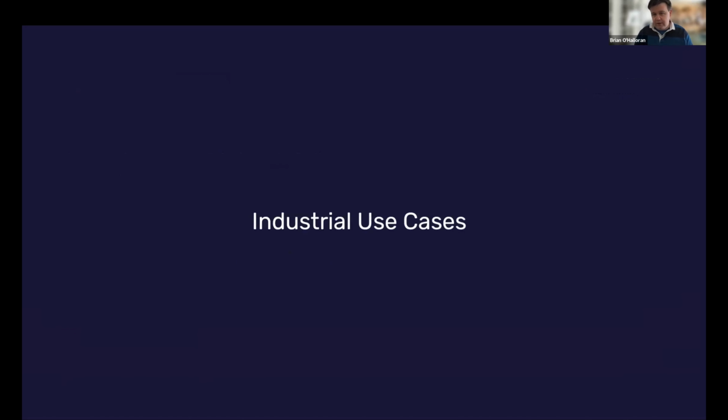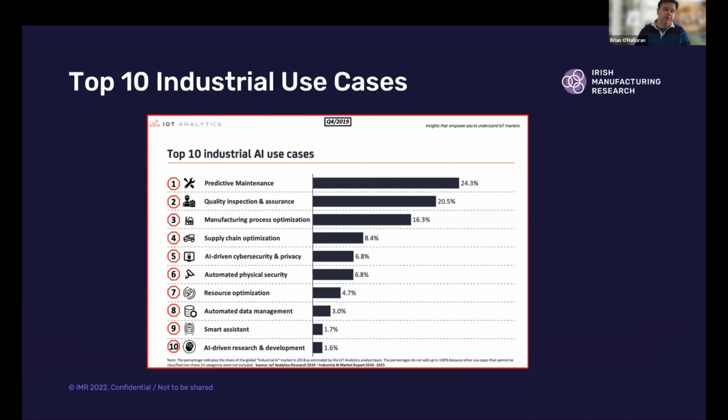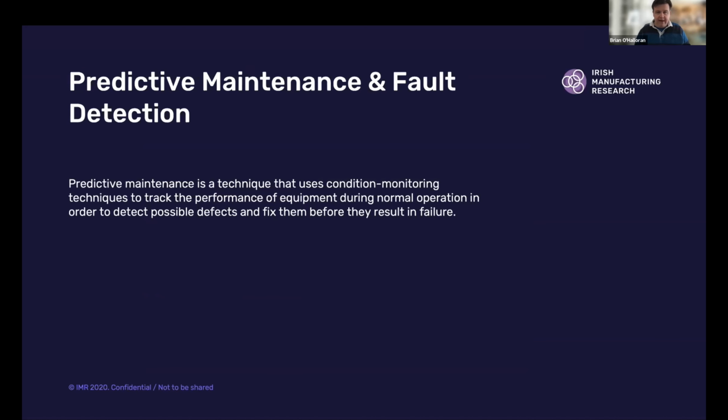In terms of industrial use cases, the main ones are predictive maintenance, quality inspection, manufacturing process optimization, and supply chain optimization. We'll look through a number of these from the top 10. Predictive maintenance is a technique we can use to track the performance of equipment during its normal operation. We can use this as a baseline to detect when possible defects occur and fix them before they result in some sort of failure.